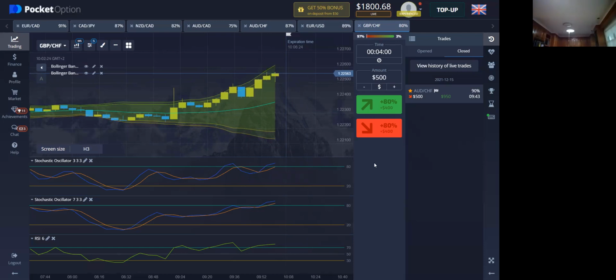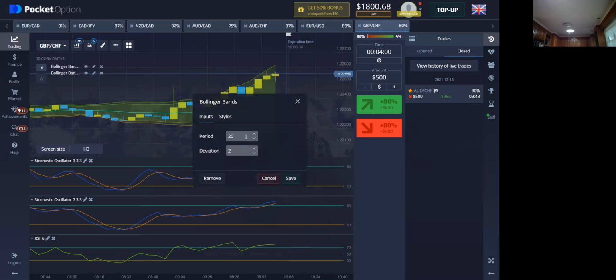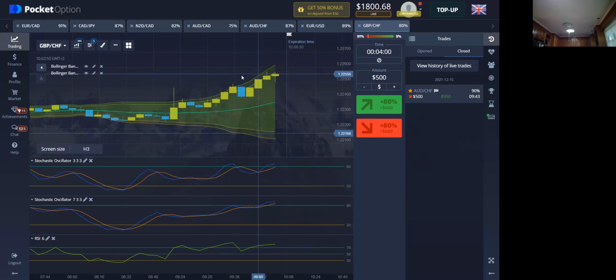How are you finding this, Ryan? Yeah, good. I'm just going to add the second Bollinger Band. Yeah, man. So it was 2 and then 2.5, yeah? Yeah, so the first one's period 20 and deviation 2. And then the second one is period 20, deviation 2.5. And see how it gives you 2 now. So we've got 2 at the bottom and 2 at the top.